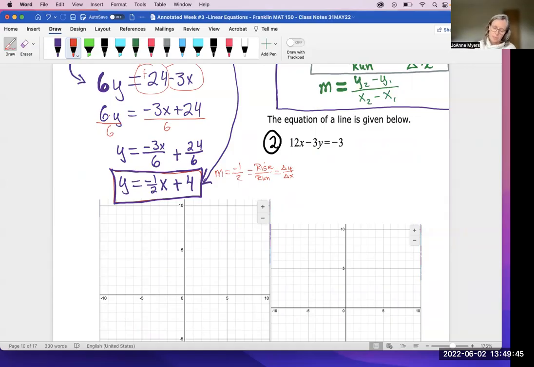So now my B is a +4. So that means (0, +4) is my y-intercept. So there's my y-intercept. That is 1 point on my line. Now to know where all the other points are on my line, I have to know how steep my line is.